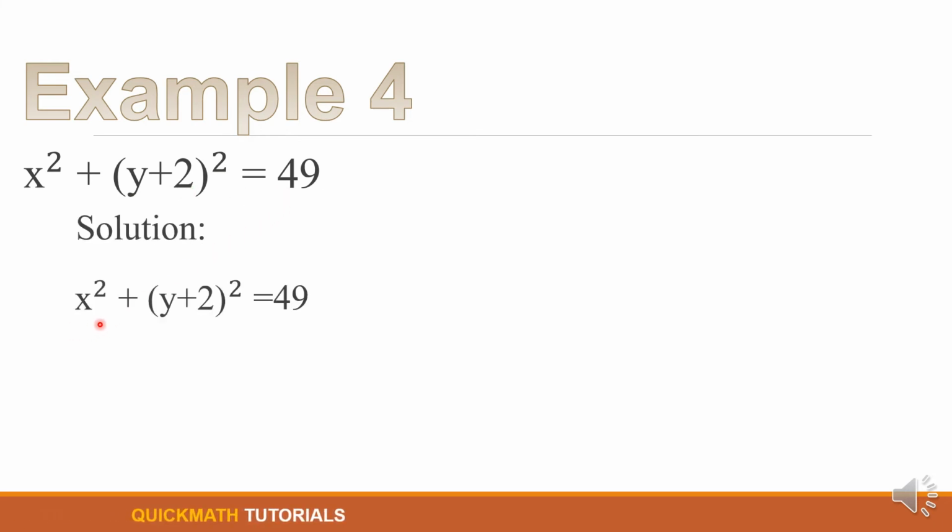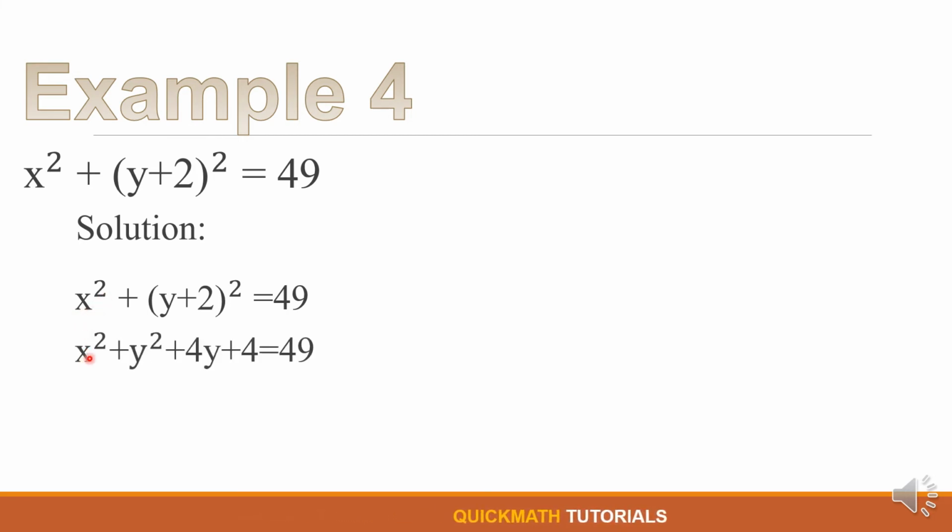For our last example, we have x squared plus the square of y plus 2 equals 49. For our solution, since we have x squared here, we will just copy the x squared and we will simplify the y plus 2 squared. So we have the square of y, we have y squared. The square of 2, we have 4. And for our middle term, we have to copy the sign positive. Then we will multiply these 2. So 2 times 2, we have 4. Then copy the variable y equals 49.